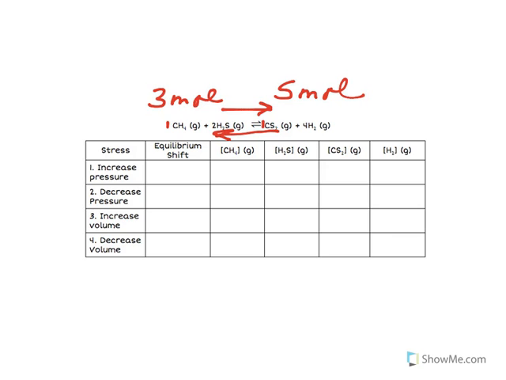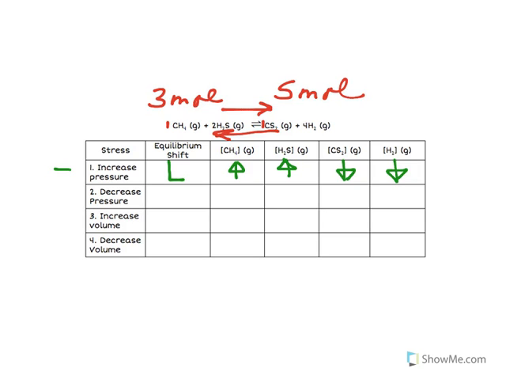So now, what's the opposite of increasing the pressure? Well, decreasing the pressure. So the system will shift to the side with fewer moles of gas, which in this case is to the left. It means that the amount of CH4 and H2S are going to go up, and the amount of CS2 and H2 are going to go down.